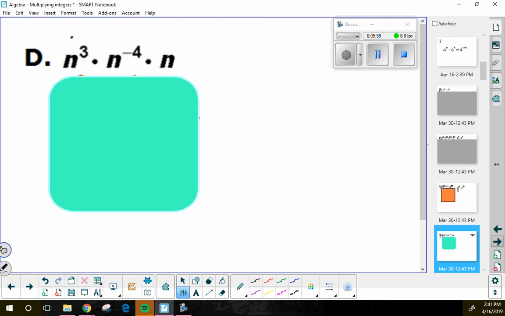N to the 3rd times n to the negative 4 times n to the, there's no exponent there. So what's the exponent? 1, yes. And so essentially, all you're going to do is add the exponents. In a minute, when you have this done, I'm going to get you to hold up your whiteboards. If you're not finished, you hold up your whiteboards anyways, because if you're not finished, that's something that I need to know.